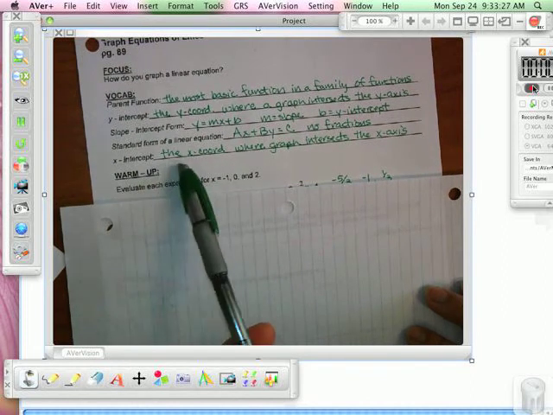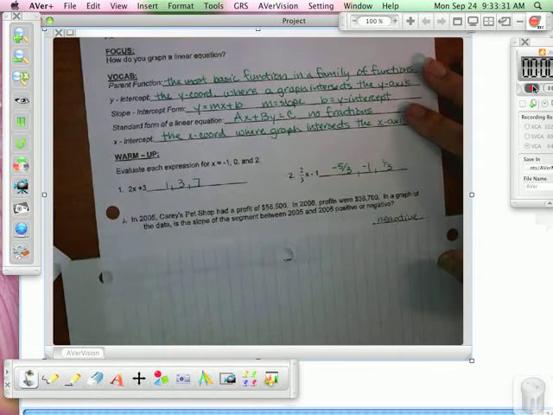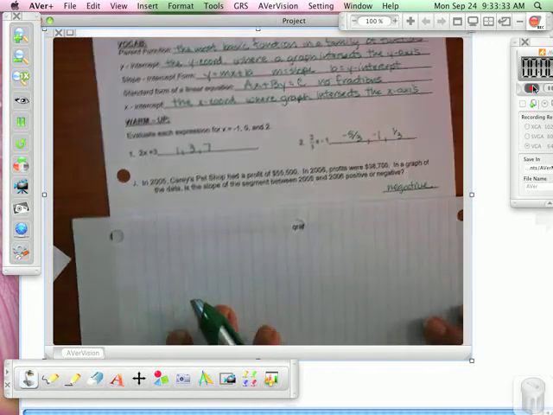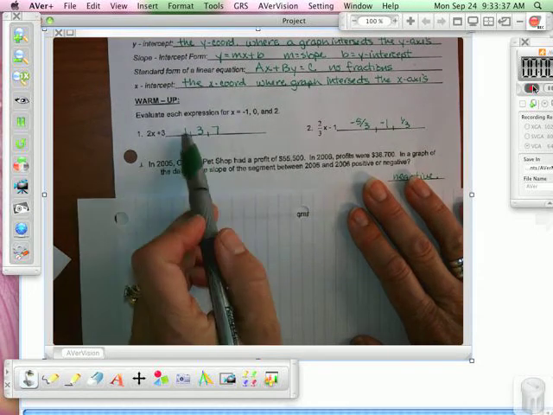X-intercept: the x-coordinate where the graph intersects the x-axis. All right, here are the warm-up answers for those of you that might have done it. Evaluate each expression. You get 1, 3, and 7.